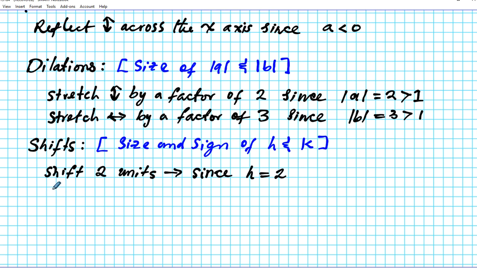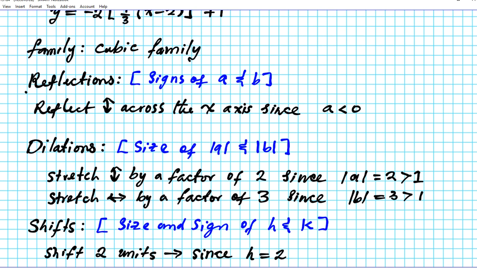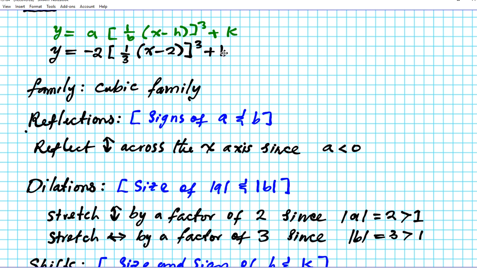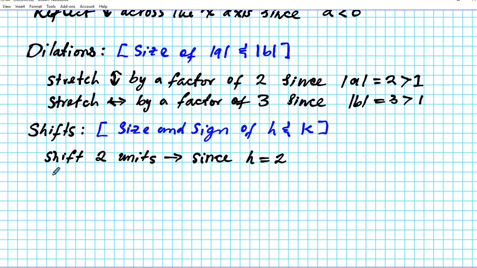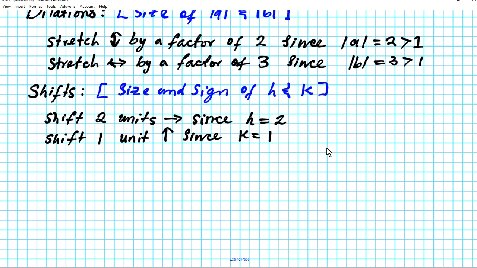And then for the k component, you can see that k is equal to positive 1. So what does that mean? That means we're going to shift 1 unit in the upwards direction. Shift 1 unit up since the k value is equal to 1. Alright, so we're ready to go ahead and sketch the curve.